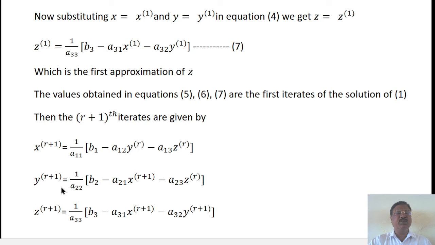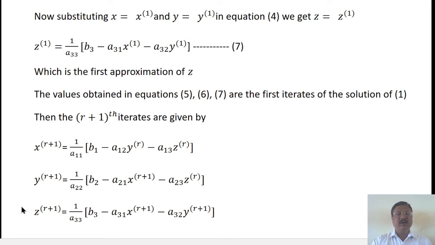Similarly, y^(r+1) = 1/a22 (b2 - a21 x^(r+1), the recent value, - a23 z^r), and z^(r+1) = 1/a33 (b3 - a31 x^(r+1) - a32 y^(r+1)). So, this is the iterative formula for finding the solution of the system of equation 1 by using the Gauss-Seidel method.